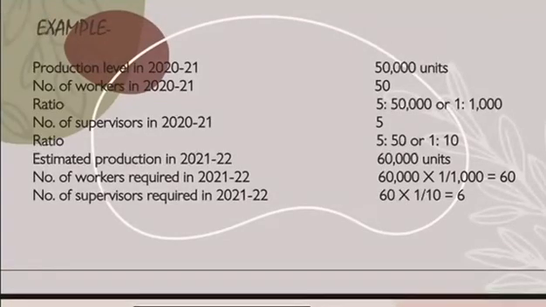Example for ratio trend analysis. Production level in 2021, 50,000 units. Number of workers in 2021, 50. So the ratio comes out to be 50 is to 50,000, or 1 is to 1,000. Number of supervisors in 2021 are 5. So the ratio comes out to be 5 is to 50, or 1 is to 10.